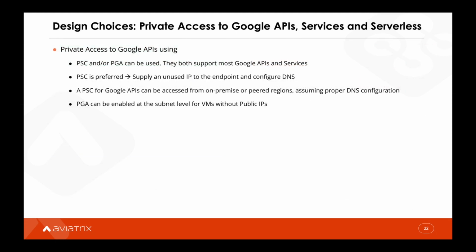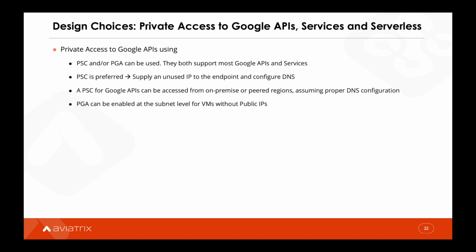So what are your design choices when you want to connect to the Google APIs or other Google services on private link or using private RFC 1918 IP addresses? Let's say you want to connect to Google APIs, your option is that you can use PSC or you can use PGA. They both support most Google APIs and services, but like I said before, PSC is preferred.